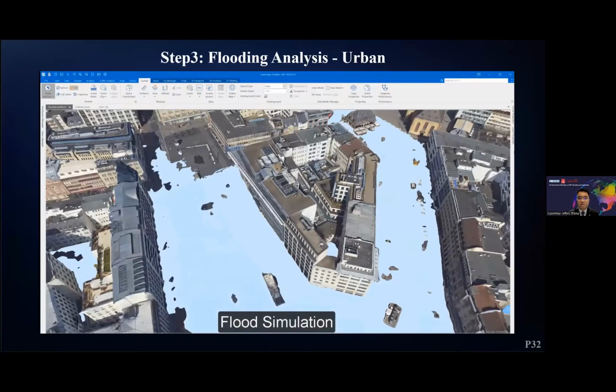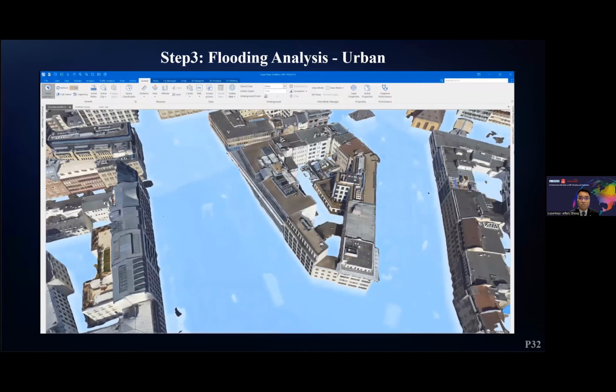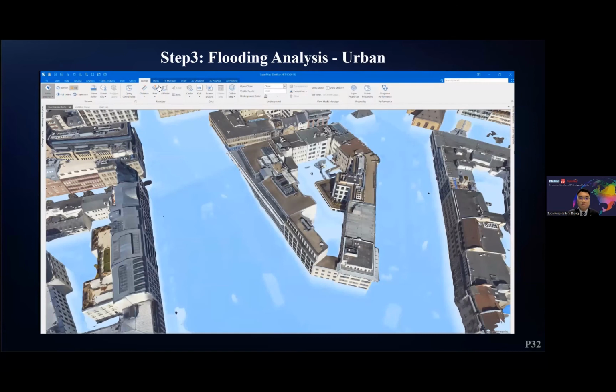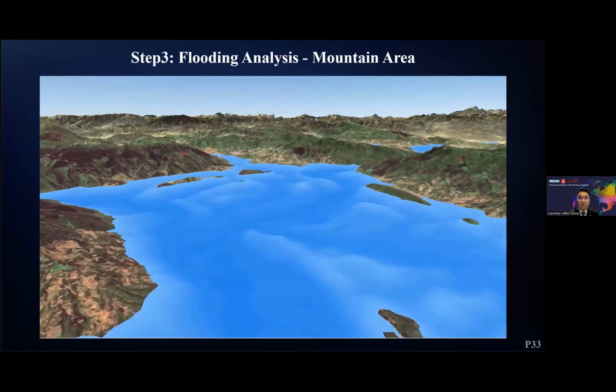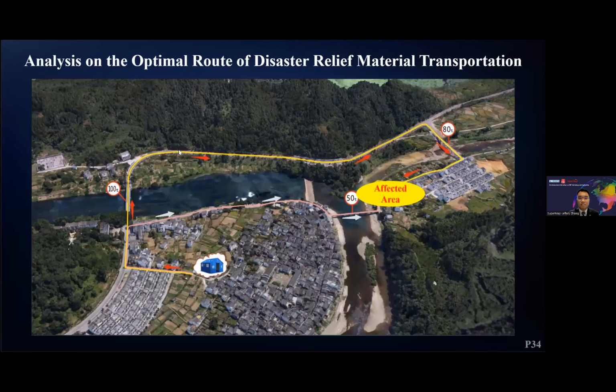And after we get the terrain data, we also provide you some abilities to do the flooding analysis for some urban management. You can see this is also a simulation for the flooding analysis. And for some mountain areas, we also provide you the ability to do the flooding analysis. And for some emergency situations, we can also calculate the optimal path to do some transportation to send some goods to the affected area.